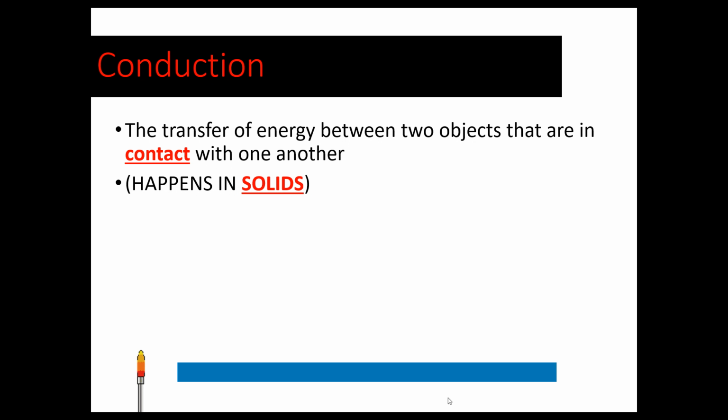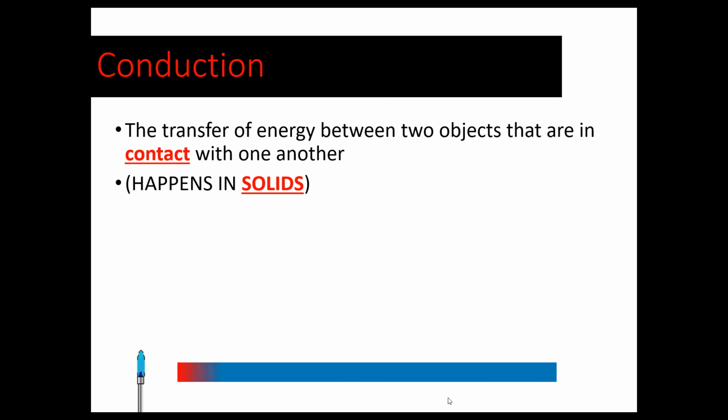All right, so starting with conduction. Conduction is the transfer of energy between 2 objects that are in contact with one another. So when 2 objects touch and there is a transfer of heat energy from one of those objects to another, then we have conduction. So if you'll remember, conduction is going to happen in solids. So when heat moves through solids, that is conduction.